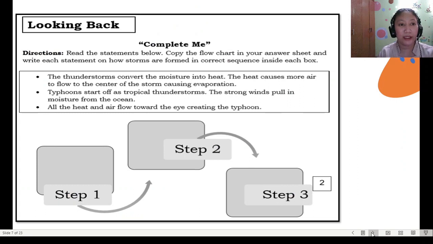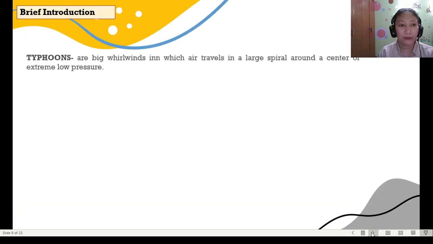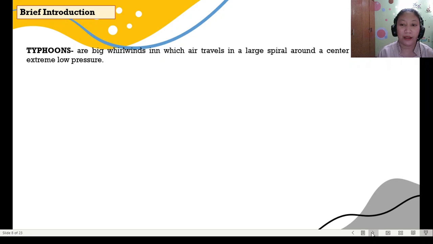Now for the activity Looking Back, you just have to complete steps 1, 2, and 3. Choices are already given in the box. You're going to read the statements below and form the correct sequence of how a typhoon is created. For the brief introduction, what is a typhoon? When we say typhoons, these are big whirlwinds in which air travels in a large spiral around the center of an extreme low pressure area.